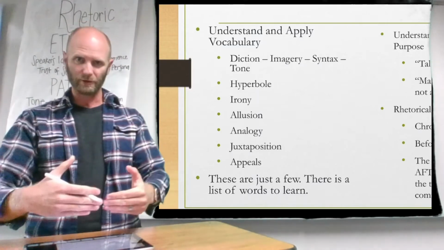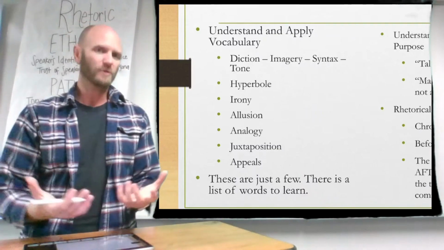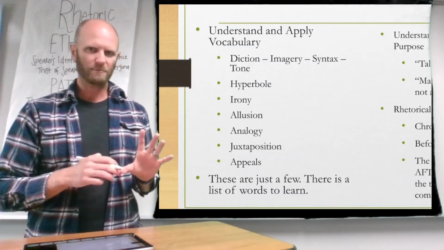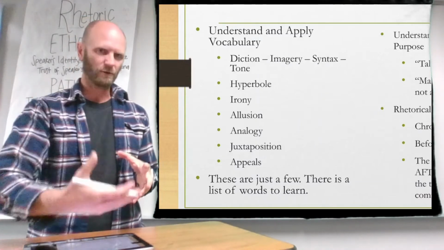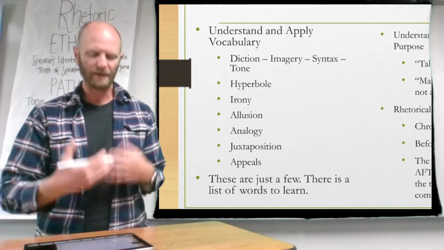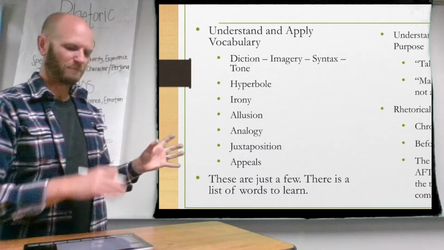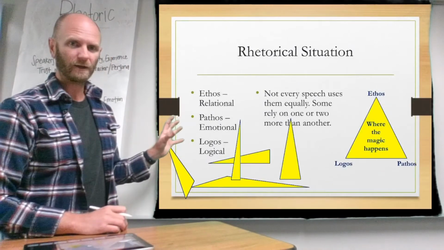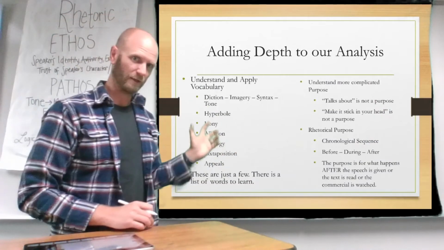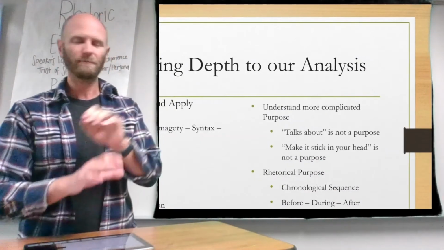So these are all the words we're going to slowly start to incorporate into our analysis as we try to figure out what the rhetorical situation is in whatever we read. So hyperbole, irony, allusion, analogy, juxtaposition, appeals. These are just a few that we are going to slowly work on. I'll be giving you a vocabulary list to continually refer back to and study, and hopefully get more comfortable connecting how these are used. Just like with ethos, pathos, and logos, let me go back to my slide with the weird triangles. Just like these three are used differently each time, not all of these are going to be used all the time.